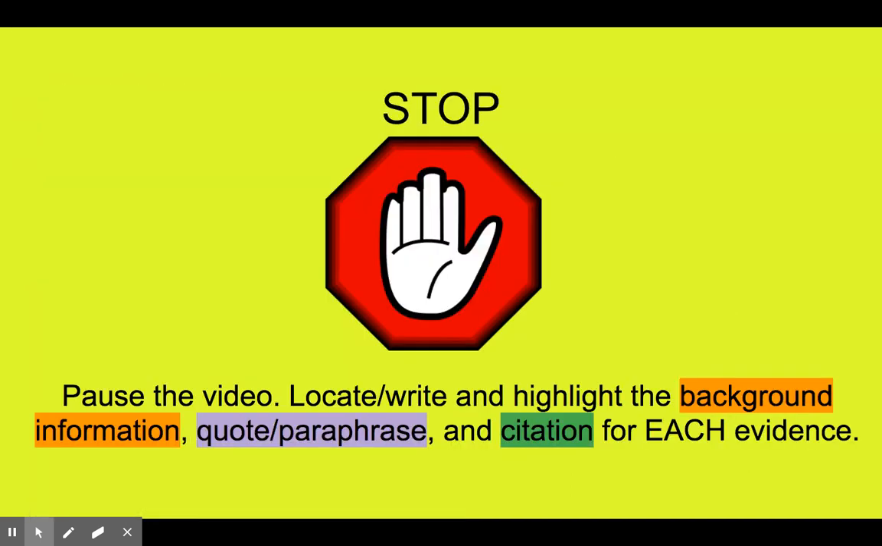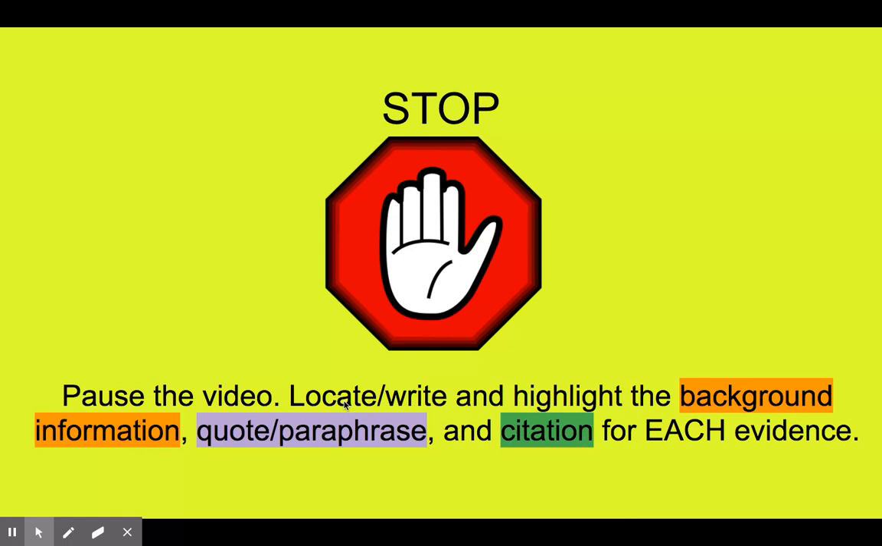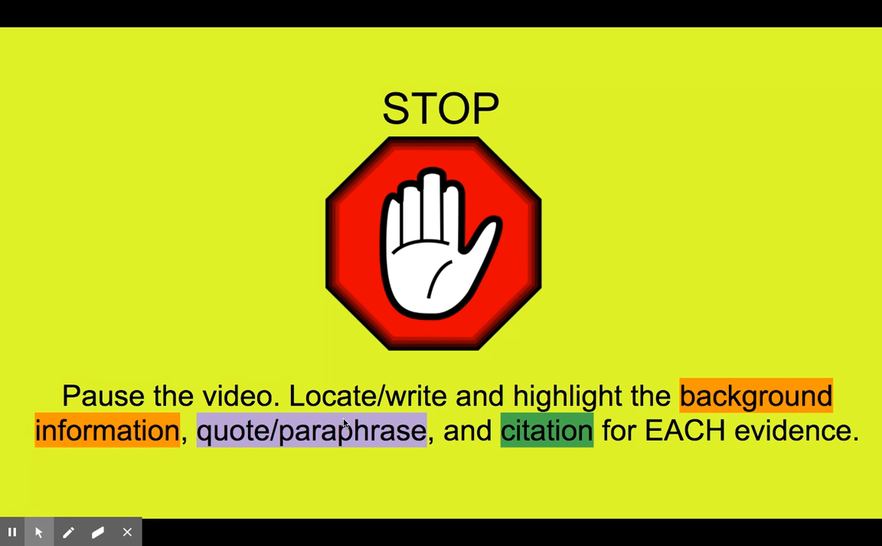I want you to pause the video. You can either locate and highlight your evidence. For those of you who copy and pasted a paragraph that you wrote during week 4, I want you to look to make sure you have the background information, you have the quote, and you have the citation. Okay, and use these different colors to help you out. If you're in the middle of writing yours, then I want you to stop and write them. Go find them. Okay, go ahead and hit pause.